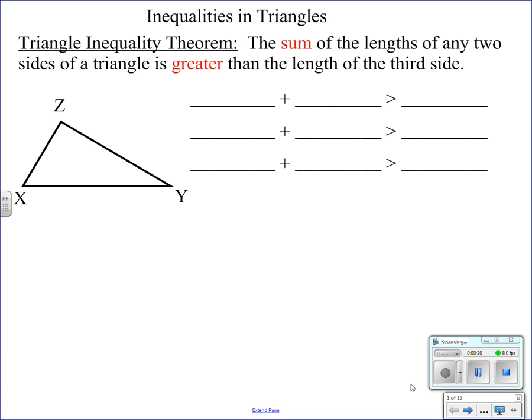So what that means is that XZ plus ZY has to be greater than the third side, which is XY. XY plus XZ has to be greater than ZY. And then our last one is ZY plus XY has to be greater than XZ.